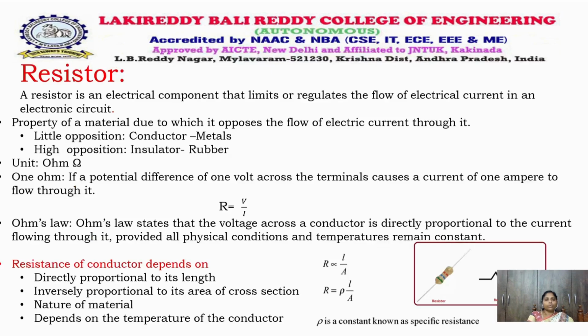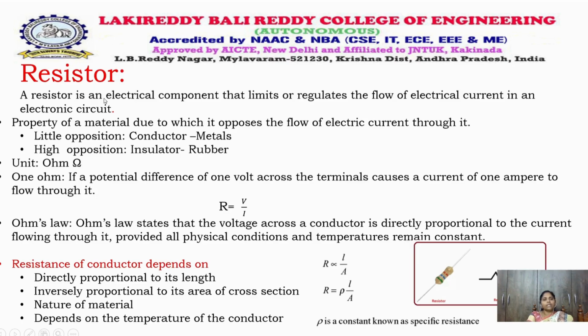Now coming to the basic elements that are present in a circuit. At the basic level, a circuit might consist of a resistor, capacitor and inductor, along with some sources. These are the basic elements which will be there in a circuit. Now we'll discuss them one by one. The first one is the resistor.